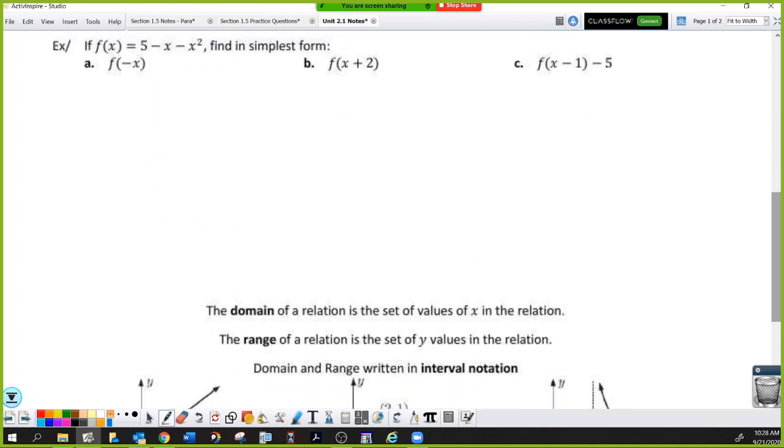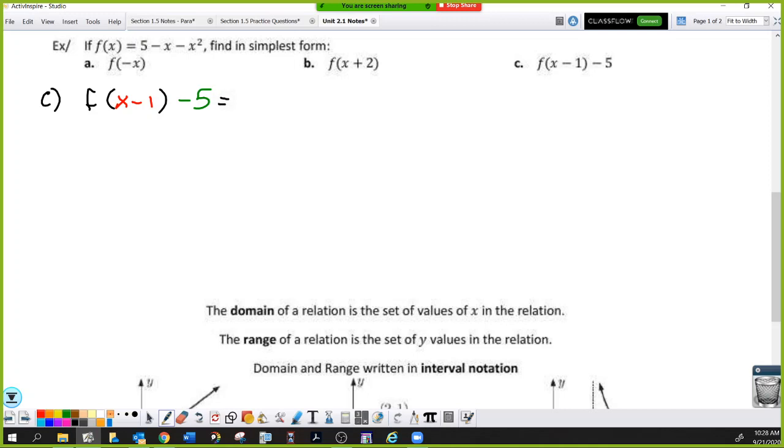And part C. This one's telling me replace all of my x's with an x minus 1, and there had better be a minus 5 stuck on the far right side. So if you treat it like an equation, I'll even do this one in black. If you treat it like an equation, there's a substitution where everywhere there was an x, now there's an x minus 1, and outside to the far right, there's going to be a minus 5. That's what that's telling me to do.